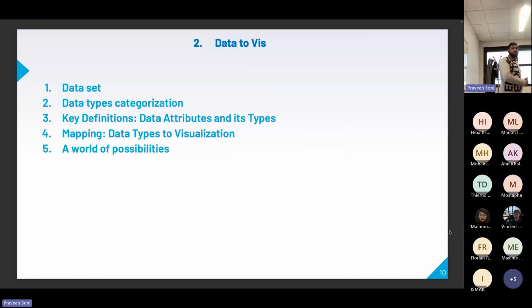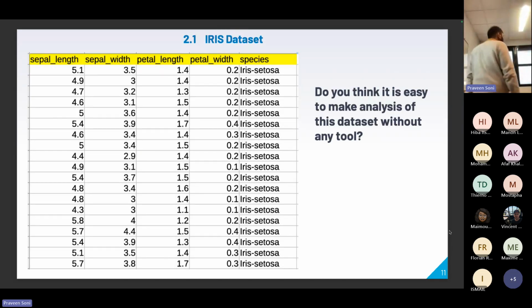Now here comes the data, and how we can begin from particular data to the visualization. So we will see one data set. We start with a simple data set like the Iris data set, which has around how many columns you can see here? Five. So we begin with a simple data set, five columns.